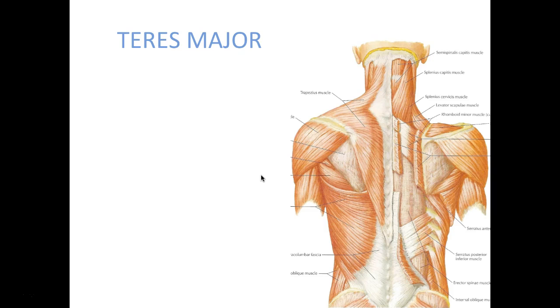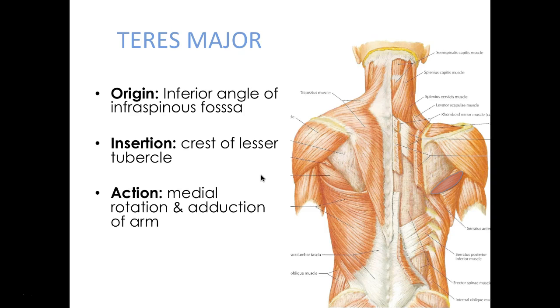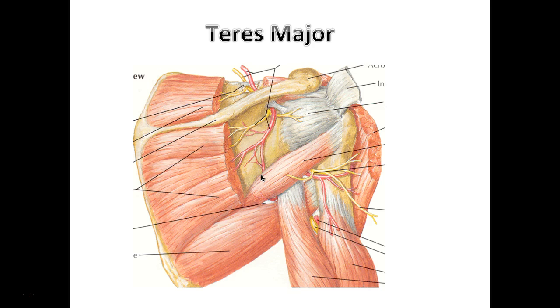So we just have teres major left, and that's going to be located right below teres minor. Its origin is the inferior angle of the infraspinous fossa, again 3 S's, sorry about that, and insertion is just a little bit lower at the crest of the lesser tubercle. So because of the change in the line of pull, we could do medial rotation and adduction of the arm here, and its innervation is the branch of the brachial plexus.